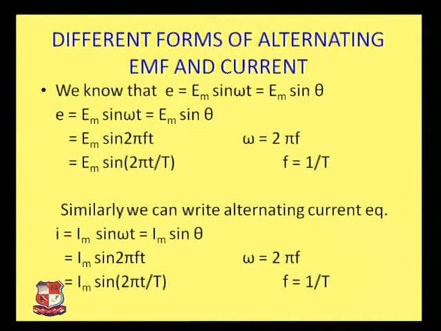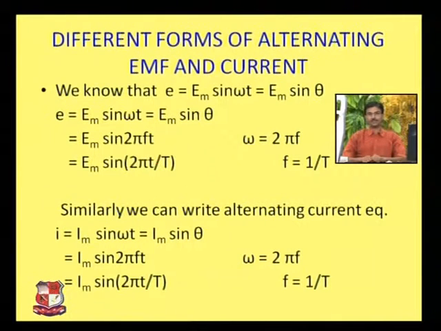Small e is equal to Em sin omega t, or we can write Em sin theta. Also we put the value of theta equal to 2 pi f t and put the value of f equal to 1 upon T. So we can also write the EMF equation e is equal to Em sin 2 pi t upon T. Similarly we can write the alternating current equation in the following way. Small i is equal to Im sin omega t, Im sin theta, Im sin 2 pi f t and Im sin 2 pi t upon capital T. That capital T is the time period.